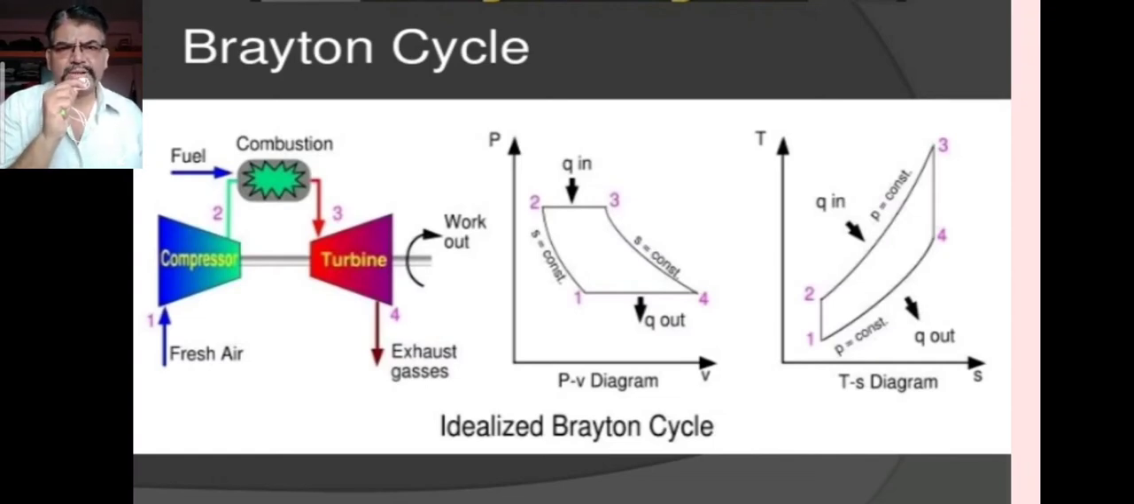So we can represent it on PV and TS diagrams. You can see a Joule cycle consists of two constant pressure, that is isobaric processes, and two reversible adiabatic, that is isentropic processes, that we can see in this diagram, or in this we can see the Brayton cycle.